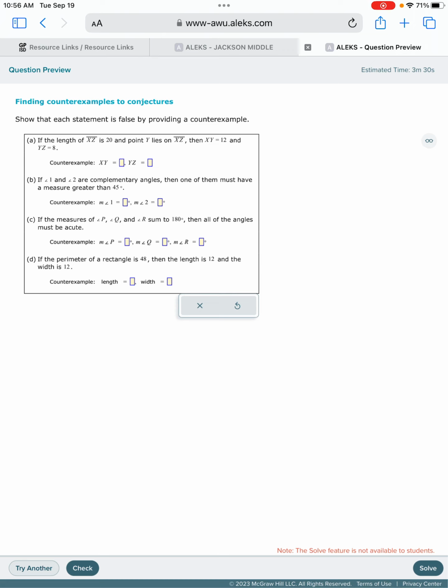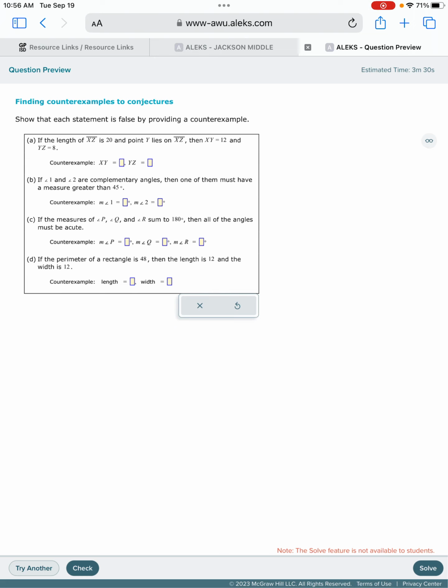Okay, so this is what your Alex assignment will look like. It's going to give you a bunch of if-then statements. If I look at the first one, it says if the length of XZ is 20 and point Y lies on XZ, then XY equals 12 and YZ equals 8.